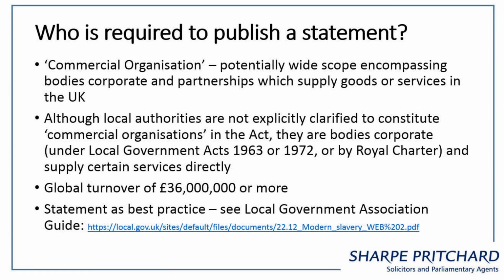To count as a commercial organisation, your organisation must have a minimum global aggregate turnover, including that of any subsidiaries, of £36 million. This is calculated after the deduction of VAT, trade discounts and any other taxes based on the amounts derived. The Home Office recommends as best practice even organisations with a turnover below that threshold to publish a transparency statement, especially where they are using higher risk supply chains.